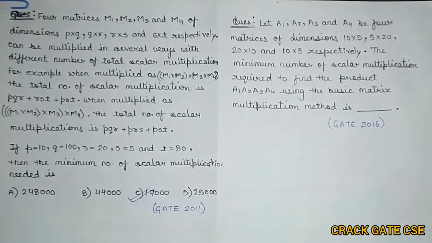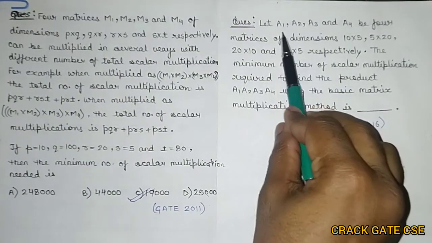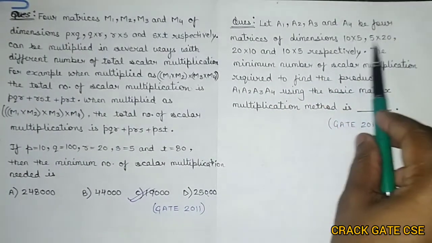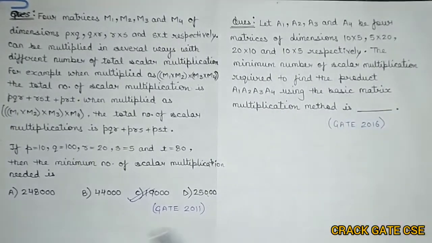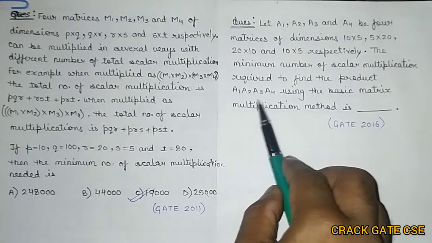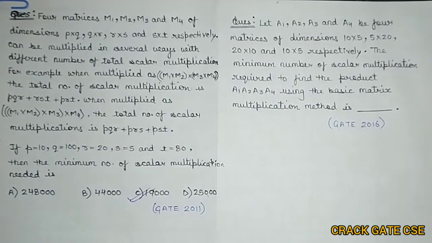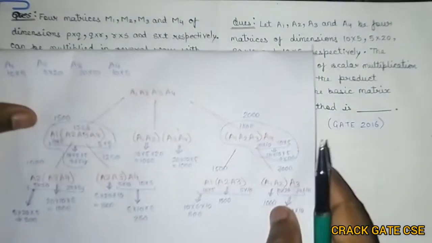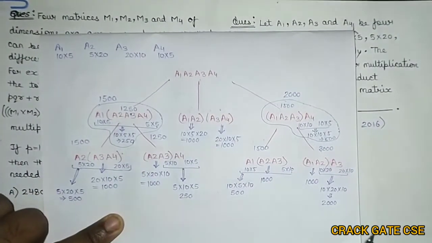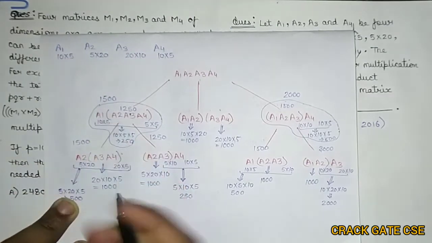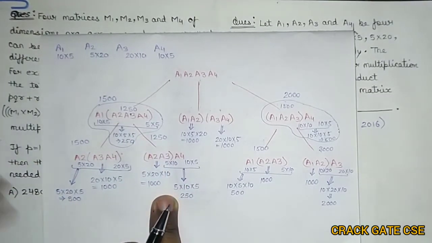Similarly, we can find out the solution for the second question. The second question is quite simple. There are also 4 matrices given along with these dimensions, and they directly asked what is the minimum number of scalar multiplications required to find the product of this. So you can try it in the same way. These are the matrices along with the dimensions. I just tried to multiply it. Here I got 1500. You can just try to solve it on your own. You will easily get it, and in case you are facing any problem, you can refer to this particular solution.